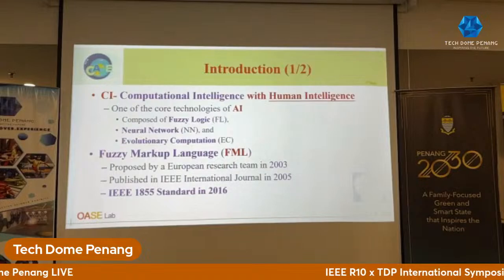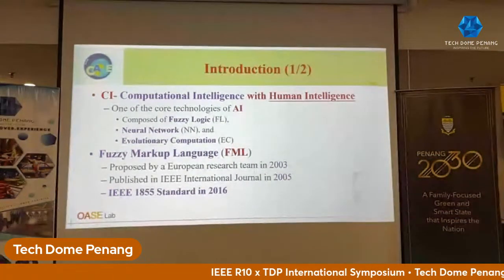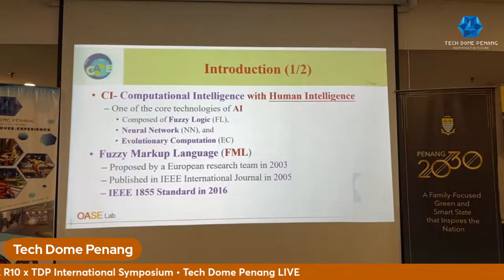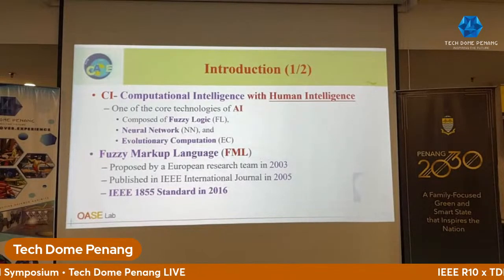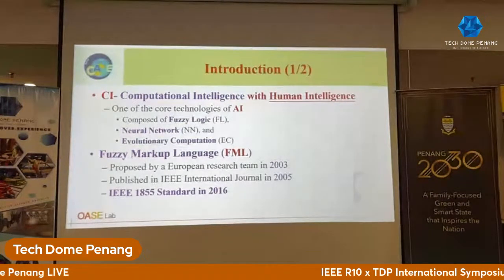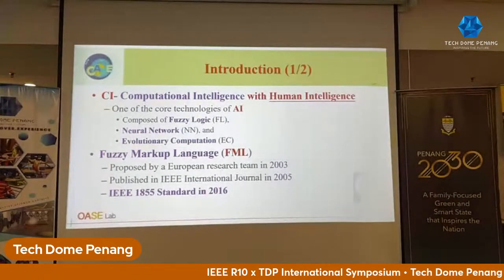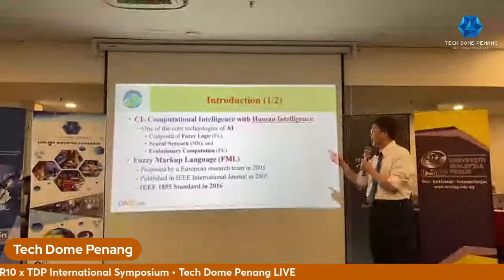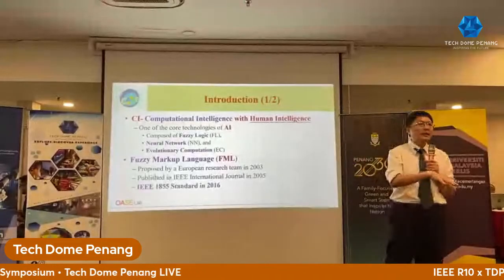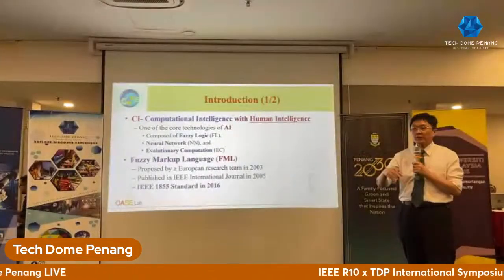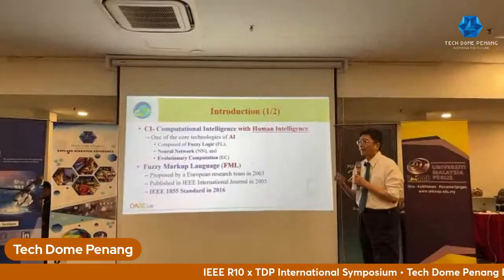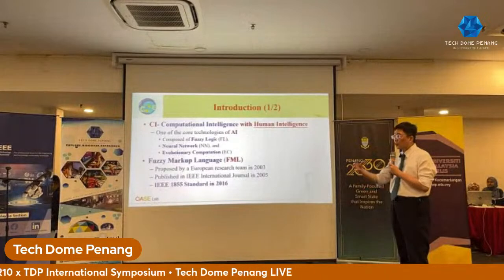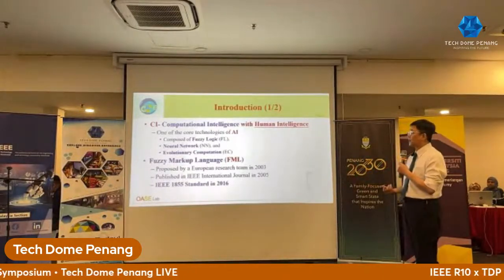As Professor Margaret Reformer introduced, the five logical, CI computational intelligence with human intelligence is important for future young student learning. CI computational intelligence is one of the core technologies of AI. It is composed of five logical: fuzzy logic, neural network, and evolution computation. Later Marcus from Australia will introduce evolution computation. After Professor Marcus' introduction, you can use PSO to train your model to do the model inference.